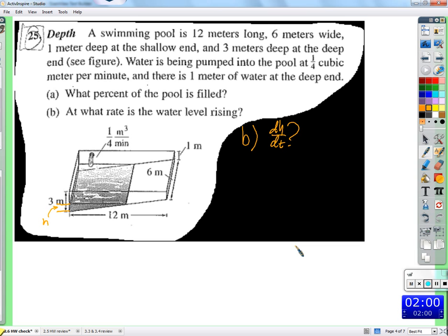Water being pumped in. So what about the pool is changing with that 1/4? The volume. That 1/4 is directly a measurement of the volume that's being added, right? So what is that in terms of calculus? dV/dt. We want to know dH/dt. We know dV/dt is equal to 1/4.